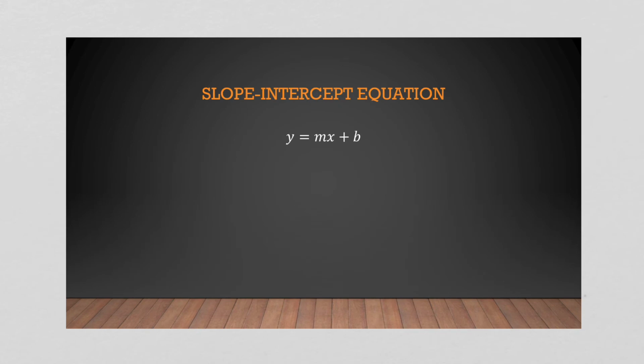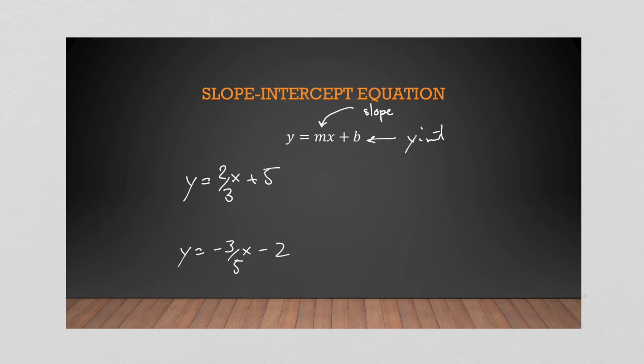Because we get this lovely equation called the slope-intercept equation, where you'll see equations written in forms like this. y equals 2 over 3 x plus 5. y equals -3 over 5 x minus 2. You'll see questions like this all the time. You'll see, okay, that is the equation of a line. And m, the letter m, is your slope, and the letter b is your y-intercept.